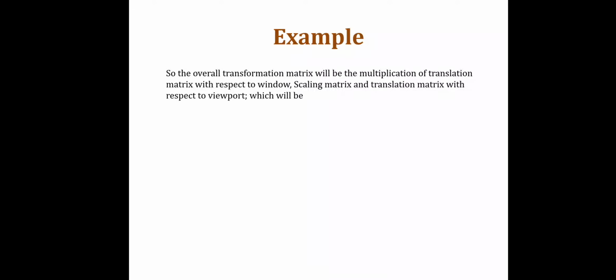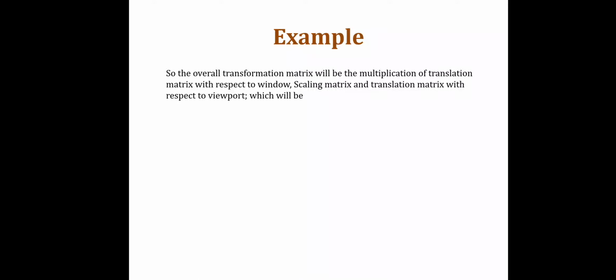But what we can do is, one thing is we can have the overall transformation matrix by taking the multiplication of the translation with respect to the window, the scaling matrix and the translation matrix with respect to the viewport. What I am saying is, I can take the multiplication of all these 3 matrices. Which are the 3 matrices?